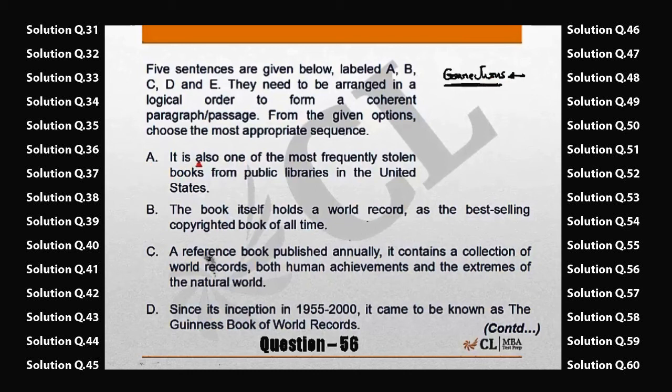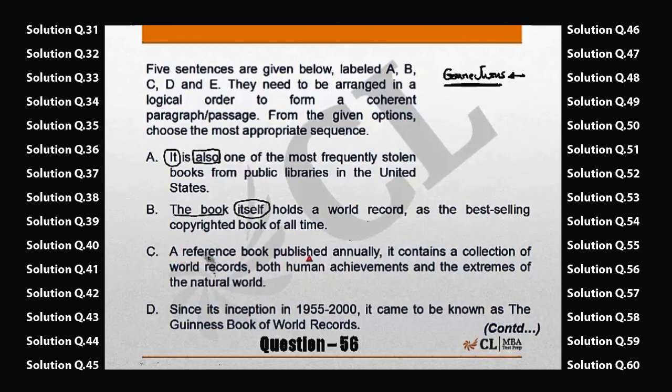So when you read, you are looking at words or keywords which require some kind of connection. Let's start with A. "It is also." So first, it requires some kind of connection. "Also" is a keyword. Extends an idea. It is also one of the most frequently stolen books from the public libraries in the United States. B. The book itself holds a world record, which means it is referring to one book which has already been stated. "Itself" is another keyword. Itself holds a world record as the best-selling copyrighted book of all time.